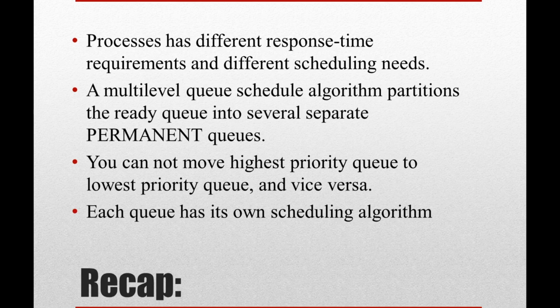So just a recap: processes have different response time requirements and different scheduling needs. That is why a multilevel queue scheduling algorithm partitions the ready queue into several separate permanent queues. Permanent because you cannot move from the highest priority queue to the lowest priority queue and vice versa. And then each queue has its own scheduling algorithm, wherein, as I mentioned a while back as examples, are round robin, shortest job first, and first come, first serve scheduling algorithms.